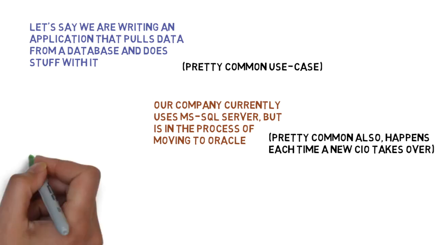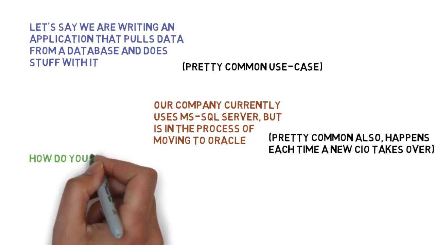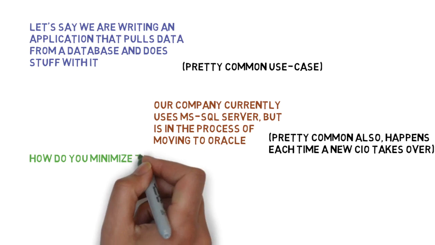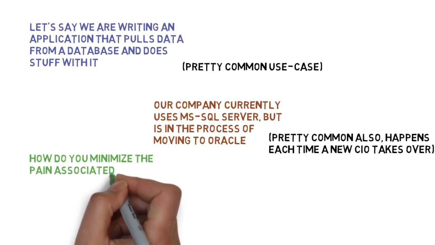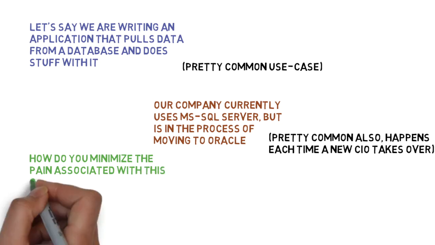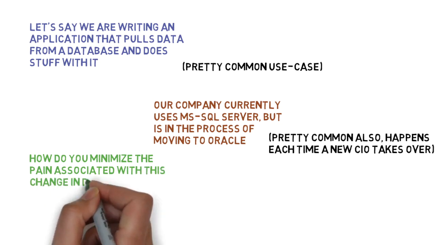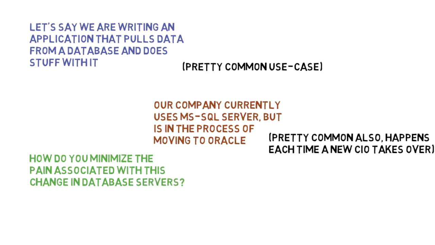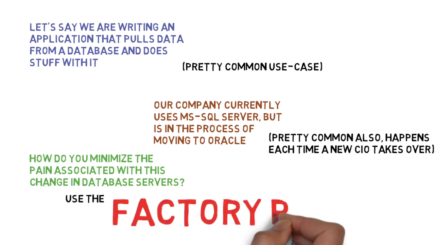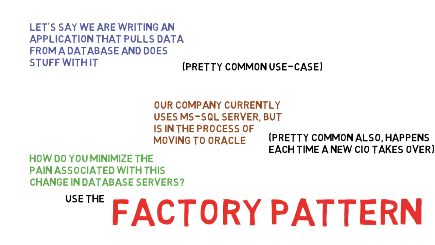Now this can be a pretty painful thing to do. So how do you minimize the pain associated with the change in database servers? How do you write your code so that your entire team can move from MS SQL to Oracle with the minimum amount of pain and the minimum amount of disruption? It's not a trick question. What you'll do in this case is to use the factory pattern. The factory pattern is built for such use cases.